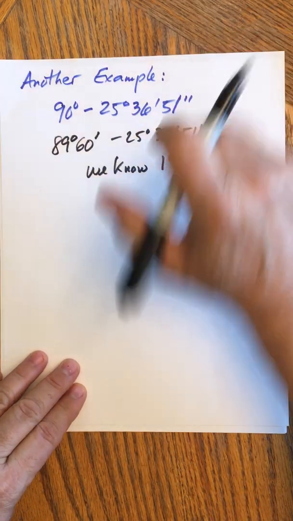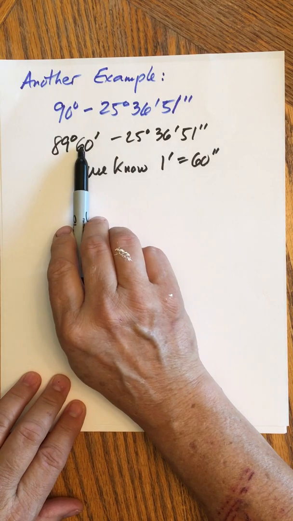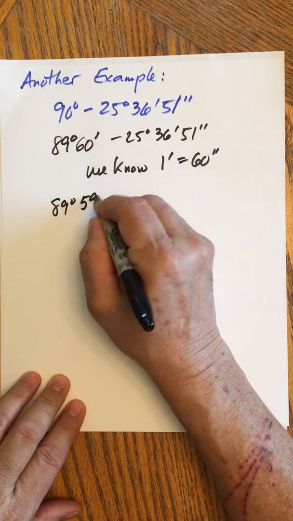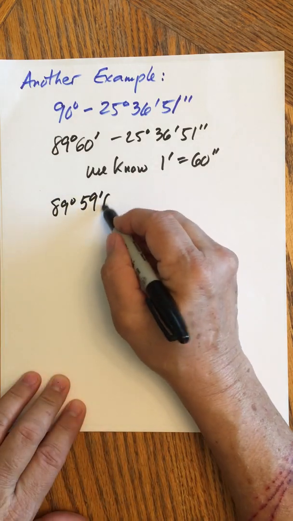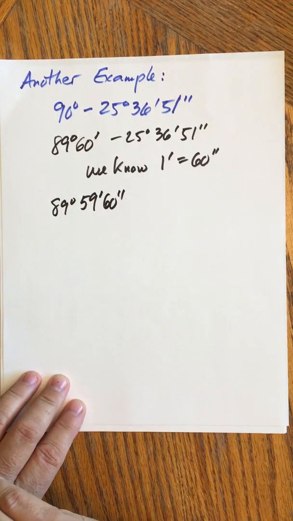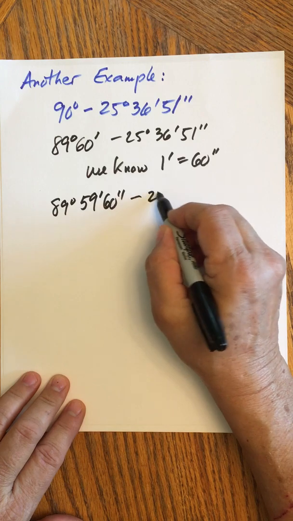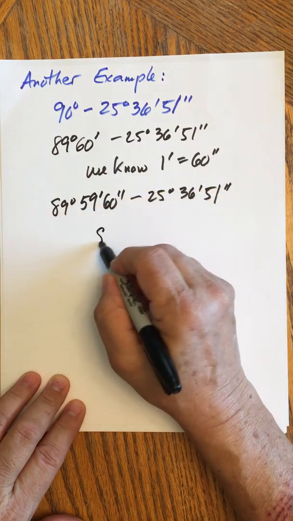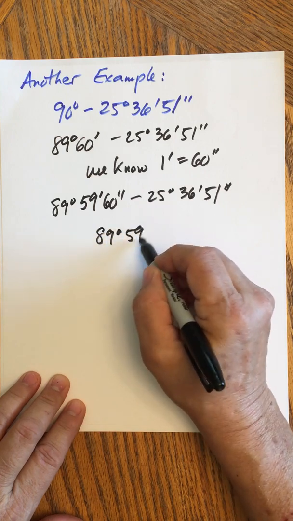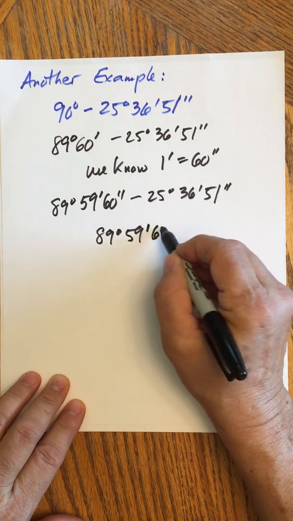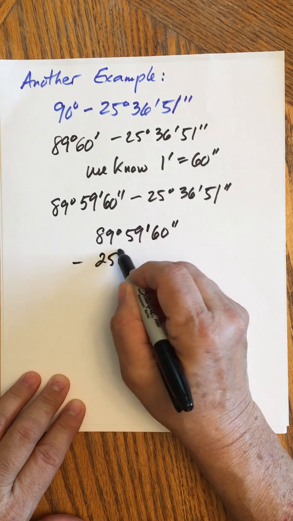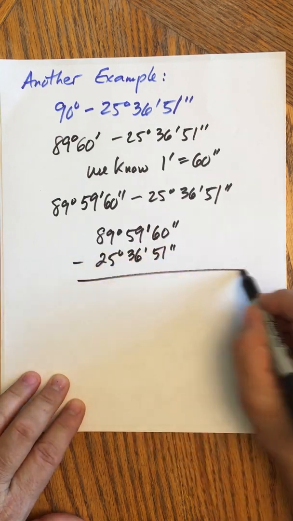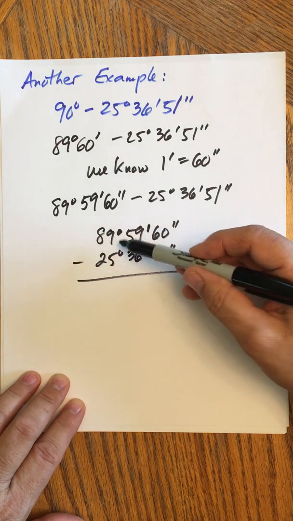Now what I'm going to do is borrow 1 minute from the 60 minutes, which will give me 59 minutes, but then I'll have 60 seconds, okay? So I'll have that minus the 25 degrees, 36 minutes and 51 seconds. So now we can write it this way. Take away 25 degrees, 36 minutes and 51 seconds. So now you've got them lined up, seconds with seconds, minutes with minutes, degrees with degrees.